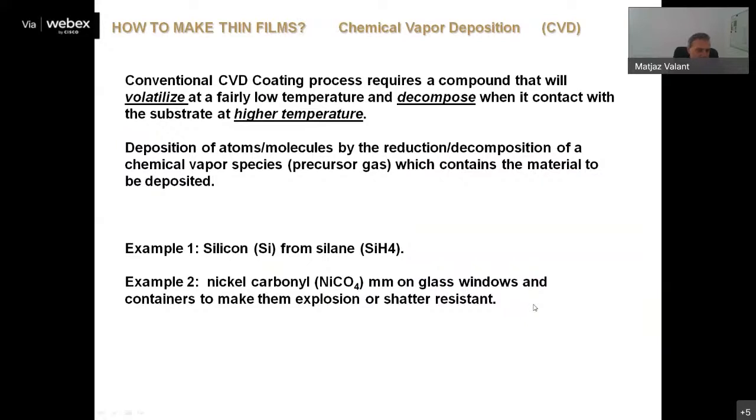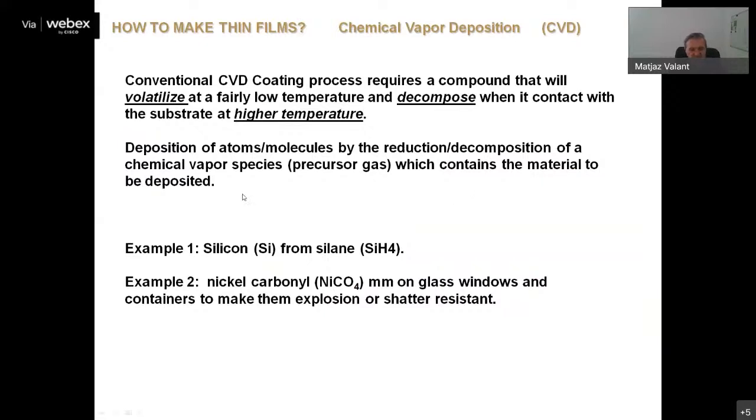A few words about chemical vapor deposition. Now here, as I said, we are not using a target of the same composition as the substrate we want to produce, but we are using some compound, and we volatilize our material out of the compound by decomposition. And then we have two means: we can decompose the target compound, or the compound decomposes in contact with the substrate, which is at higher temperature.